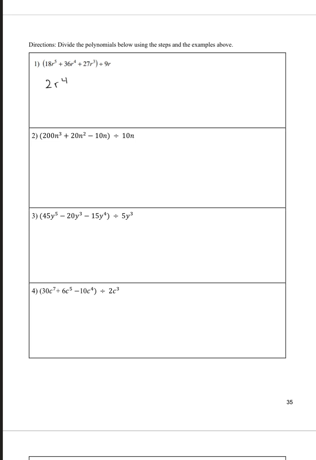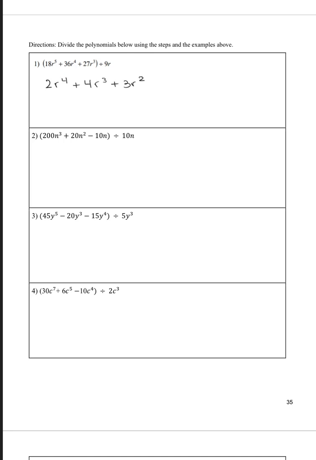36 divided by 9 gives you 4, so it's going to be a positive 4. r to the 4th divided by r gives you r cubed. Then you have 27 divided by 9, which is 3, which is going to be a positive 3. And you have r cubed divided by r, which gives you r squared.